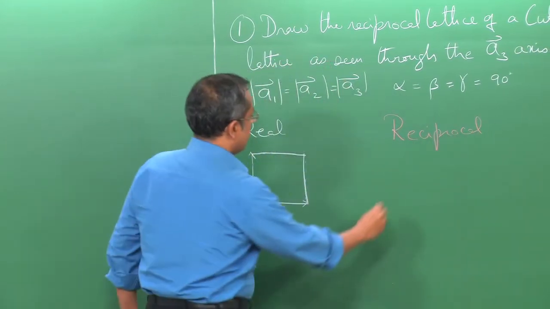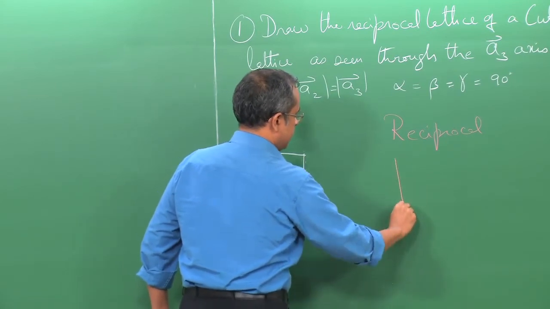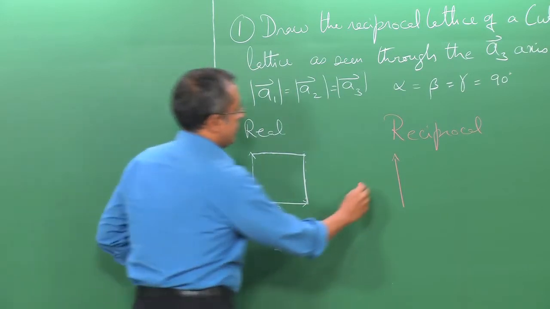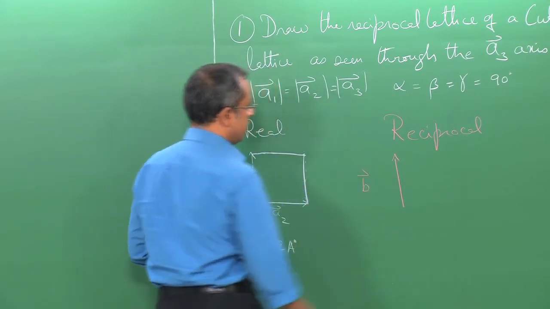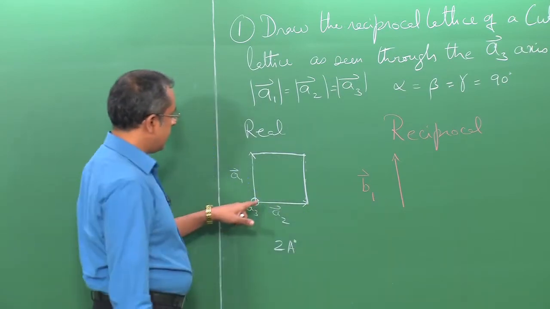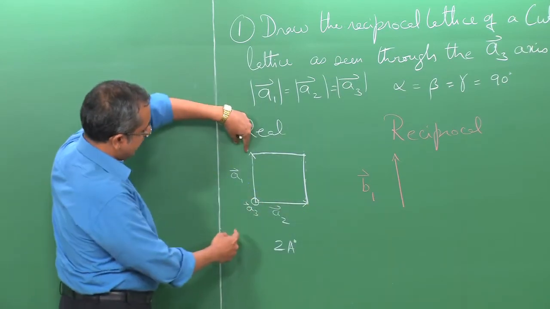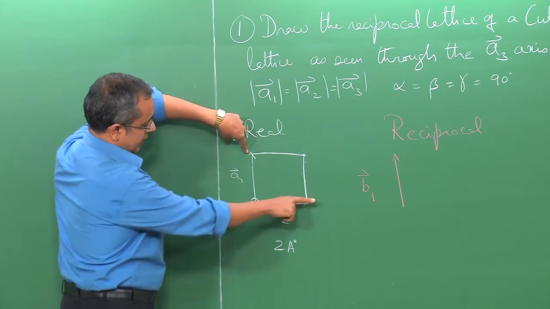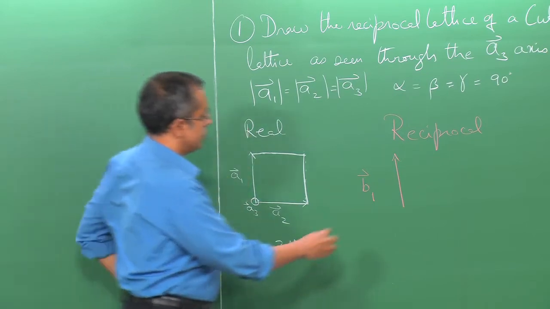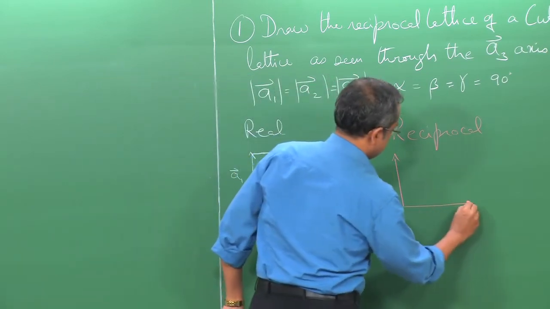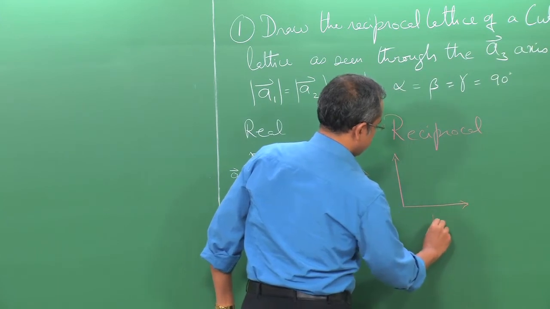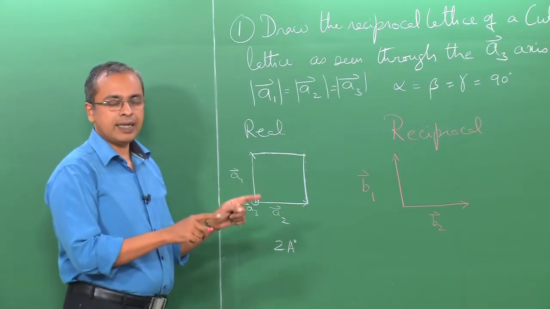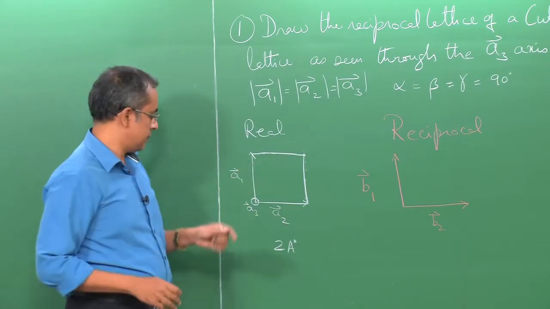Now, along the A1 direction is also B1. We have not put a magnitude on it yet. This is the direction of B1, and then B2 will be perpendicular to A1, which is here, and to A3, which is in this direction. So, B2 is along that direction, which is similar to the direction of A2. So, we got the directions right based on the idea that it is perpendicular to those planes.